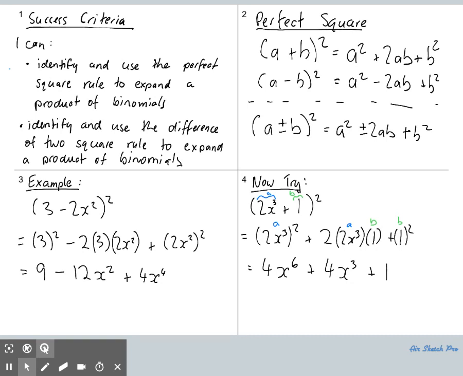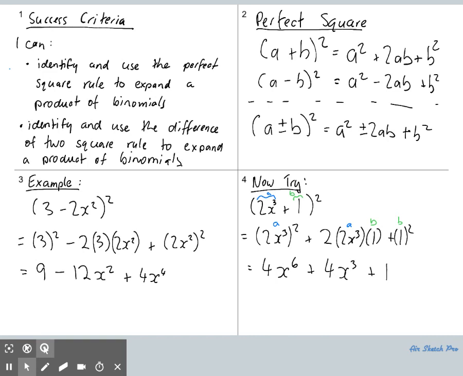It's not like x plus y all squared or 7 plus b all squared. It's a more complicated term. But we use the same idea. We look at the term and we say, what is that first term? It's not just a simple 3 or an x, it's 2x cubed. And what is the second term? It is 1. And then you apply the formula as such.